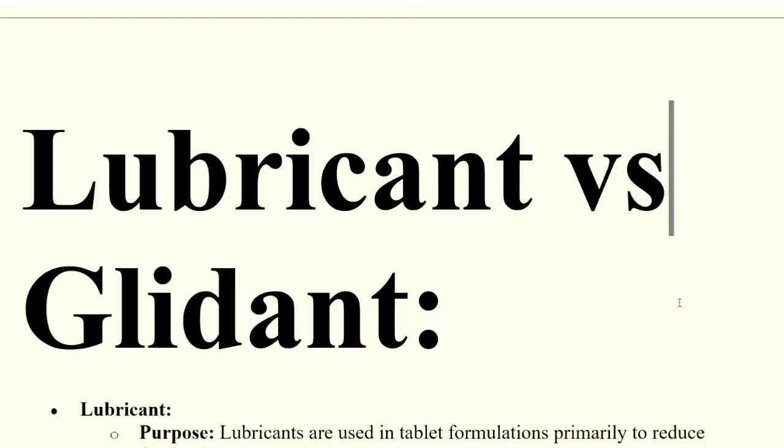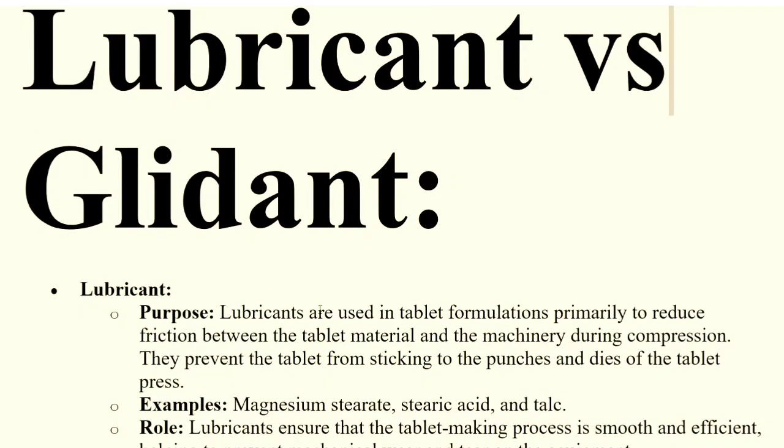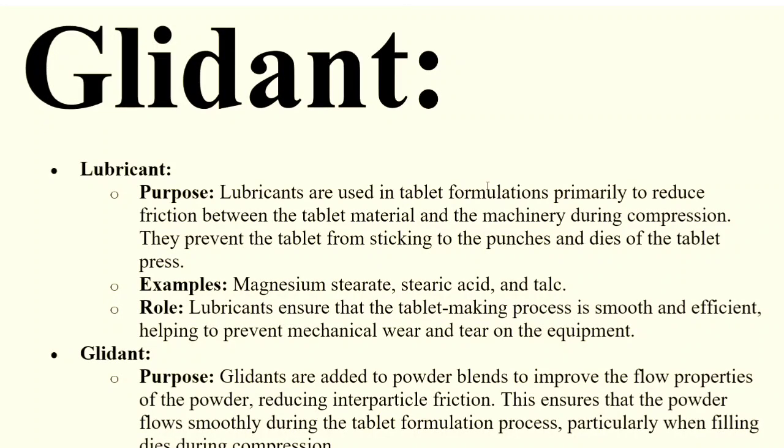And today in this video we are going to see the difference between lubricant and glidant. So what is a lubricant? First, let us see the purpose of the lubricants. In the pharmaceutical industry, lubricants are mainly used in tablet formulations to reduce the friction between the tablet material and the machinery during compression, and they prevent the tablet from sticking to the punches and dies of the tablet press.